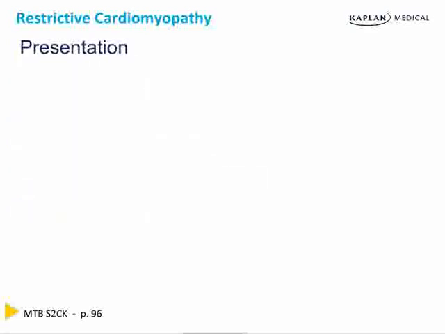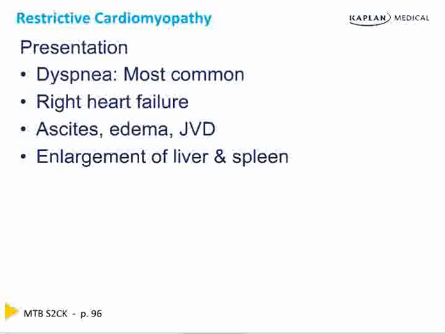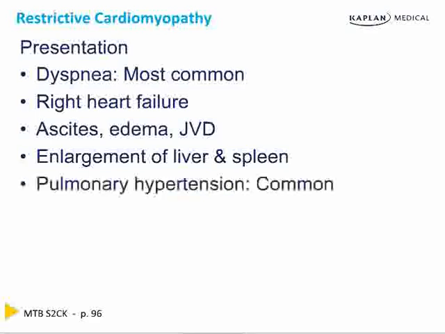It would be very hard for you to detect restrictive cardiomyopathy simply from a presentation. And that's because fundamentally the presentation of shortness of breath, right heart failure, ascites, edema, and JVD, a big liver and a big spleen, is simply not enough to be able to say it's restrictive cardiomyopathy. Now, the right heart failure, where the right heart doesn't fill with ascites and edema and JVD, is certainly more unique to restrictive cardiomyopathy, but by itself it's not enough, not even the presence of pulmonary hypertension.